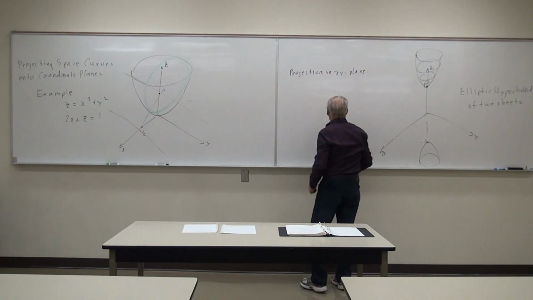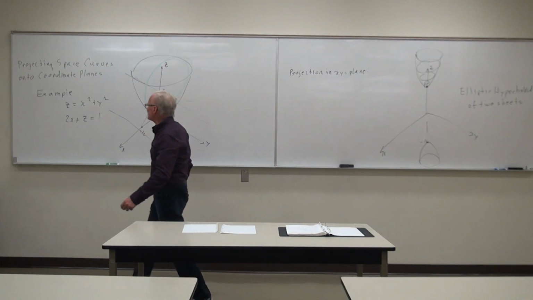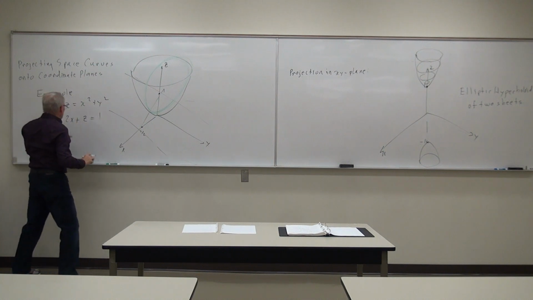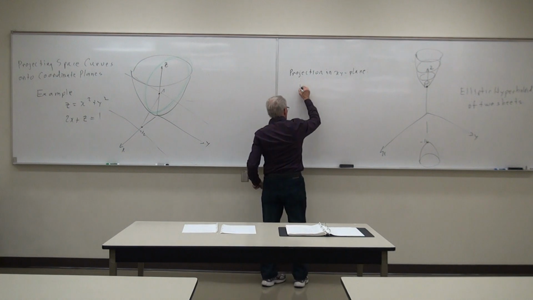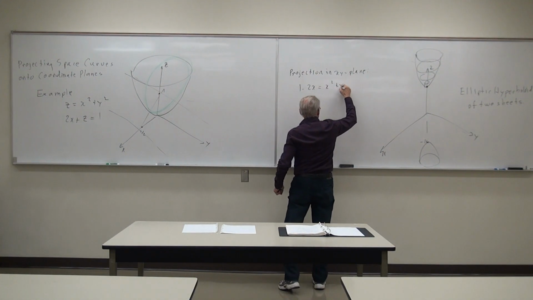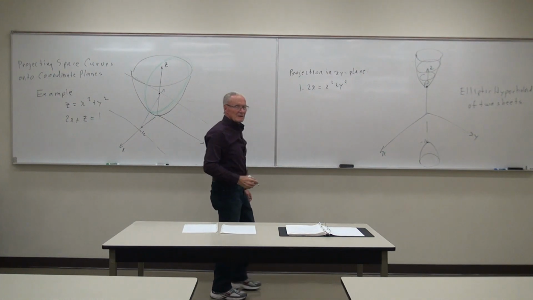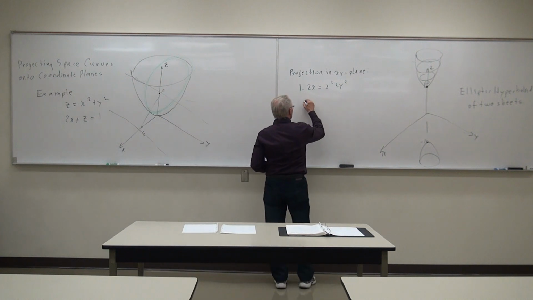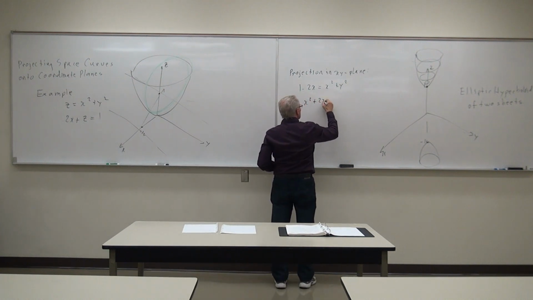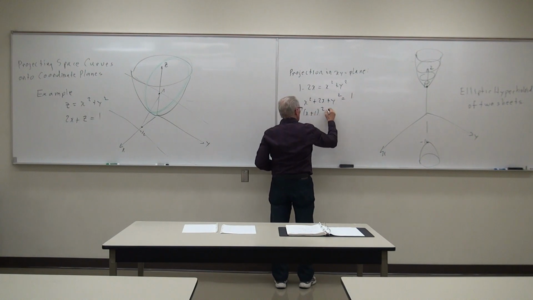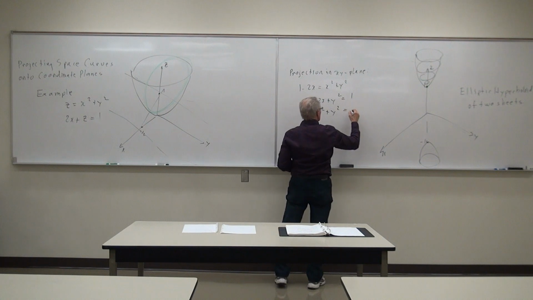With the XY plane, what do we do? We eliminate Z. So if we eliminate Z, we solve this for Z, 1 minus 2x, and put it there. 1 minus 2x is equal to x squared plus y squared. What's that? That's a circle. To see it, we write x squared plus 2x plus y squared equal to 1, (x plus 1) squared plus y squared is equal to 2.